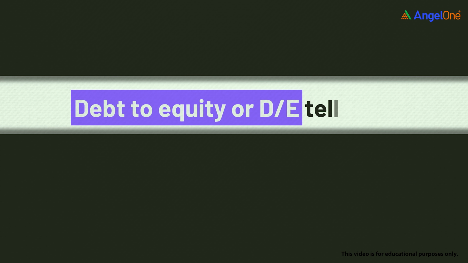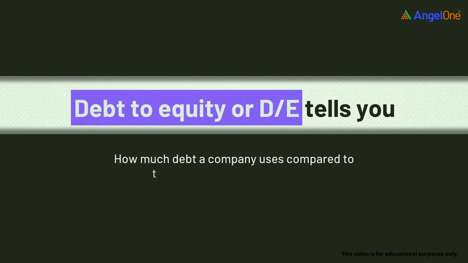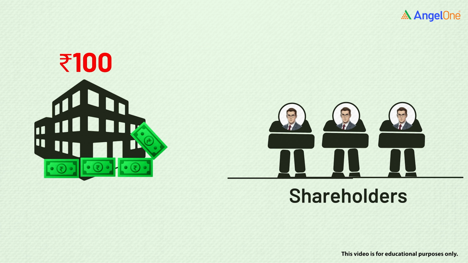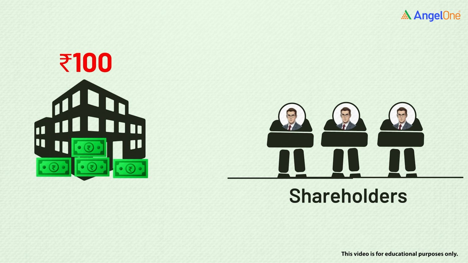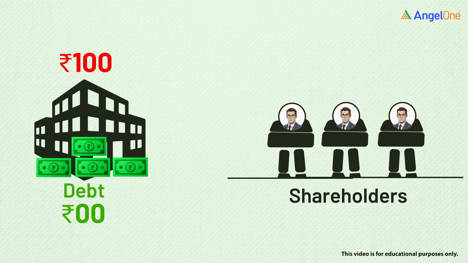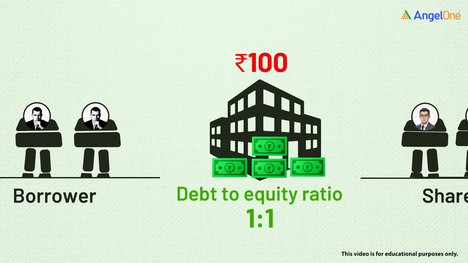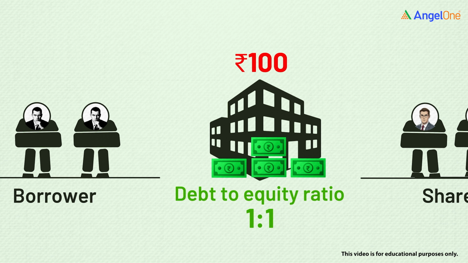Debt to equity, or DE, tells you how much debt a company uses compared to the money shareholders, that's people like you and me, have put in. Let me simplify this further. Let's say your business needs 100 rupees. Now you can either raise all of it from shareholders, that way your debt will be 0. Or you raise 50 from shareholders and borrow 50, which makes the debt to equity ratio 1:1.